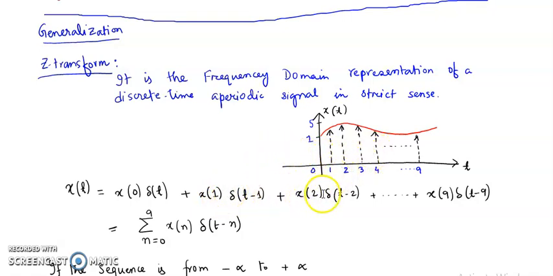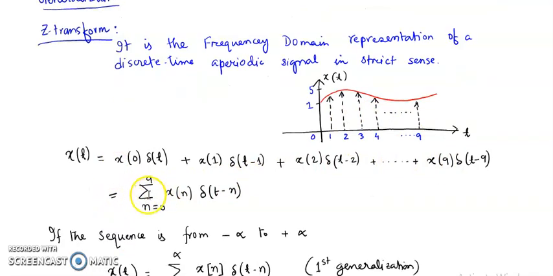Whichever the position is, at that position we take this impulse signal and multiply it with the sample amplitude at that point. If we write it in a generalized form using the sum term, you can write from n equal to 0 to 9, since 9 samples are there, x[n] into delta(t minus n). Here n is the position, so these are the values of n, suppose in discrete time 1, 2, 3, 4.